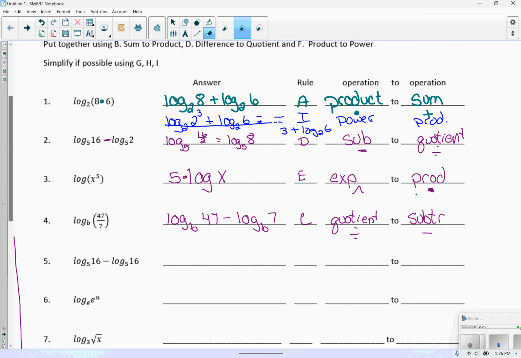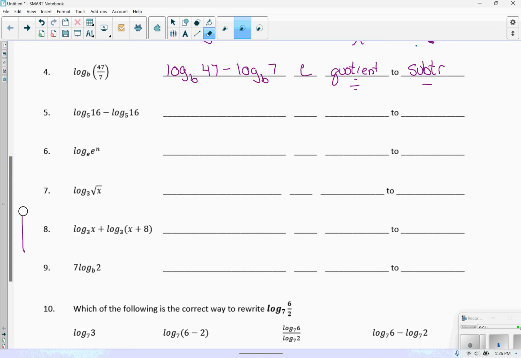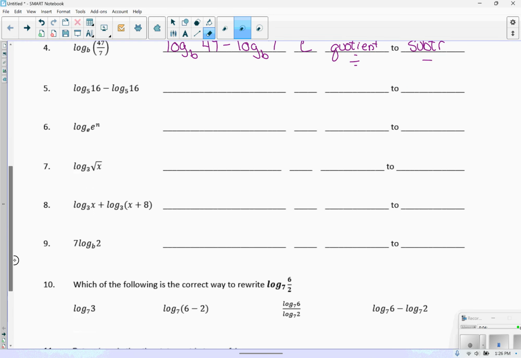Okay. My next one also uses quotient rule, but it is going to have an extra step as part of it. So both base 5, subtraction gets rewritten as quotient. So that one is rule D, the opposite of the one we just did. I think I said same before. It's not the same. It's using the opposite rule.